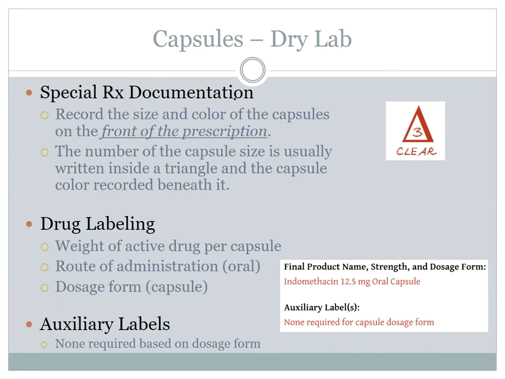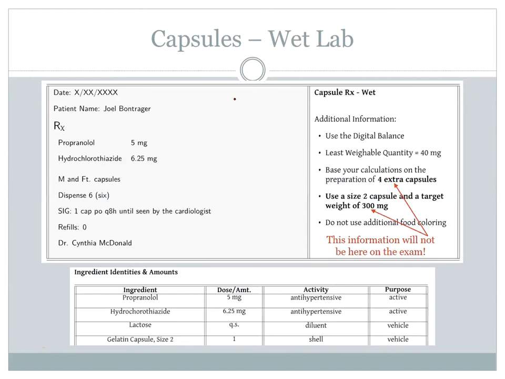Now, in real life, there are auxiliary stickers because of the drug. So, for example, indomethacin absolutely needs a take with food sticker because it can be rough on the stomach, but that's because it's indomethacin, not because it's in a capsule. Since I'm not worried about you learning about the drug-specific counseling at this point, just know I am not grading for any specific auxiliary sticker because we're making a capsule. Okay? That's it for the dry lab.